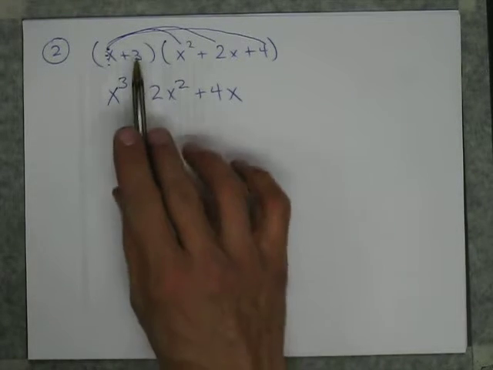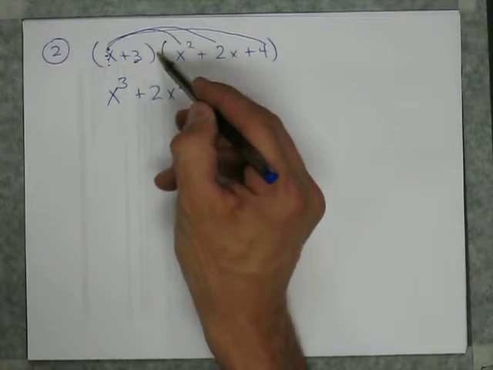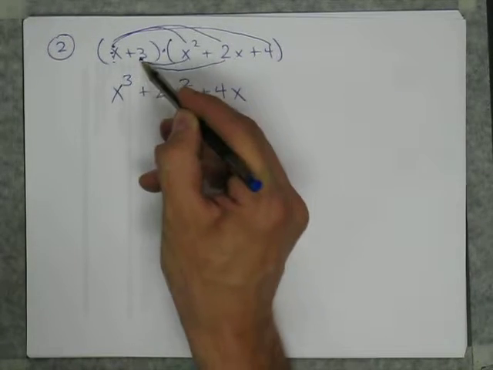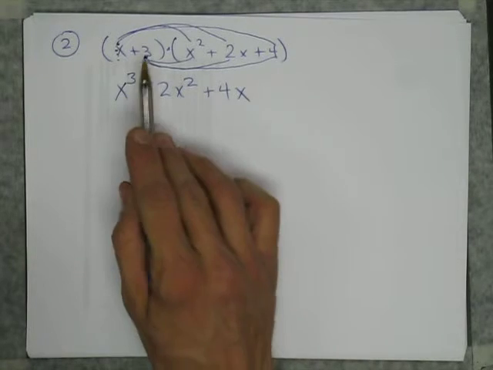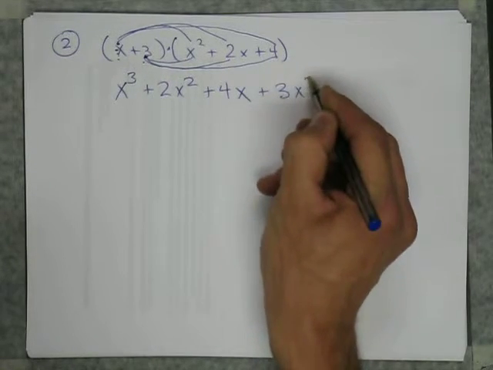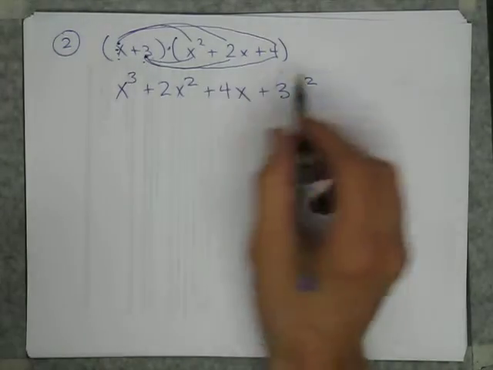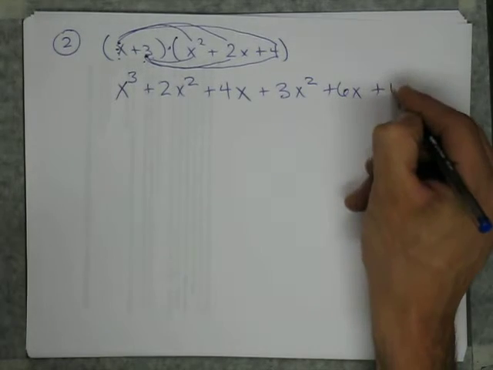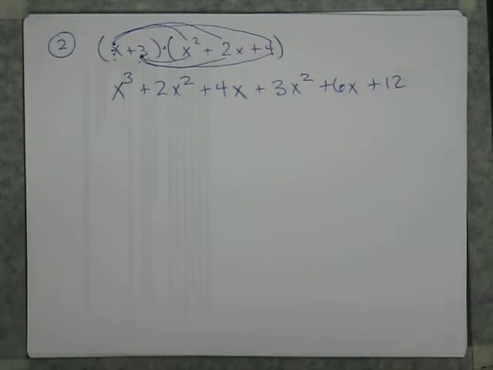Then I'm going to take my 3 because I need to distribute that. And again, multiplication here, so we have to distribute it in. We're going to distribute the 3 into all 3 parts. So 3 times x squared is plus 3x squared. 3 times 2x is plus 6x, and 3 times 4 is plus 12. Okay, give you a second to write that down.